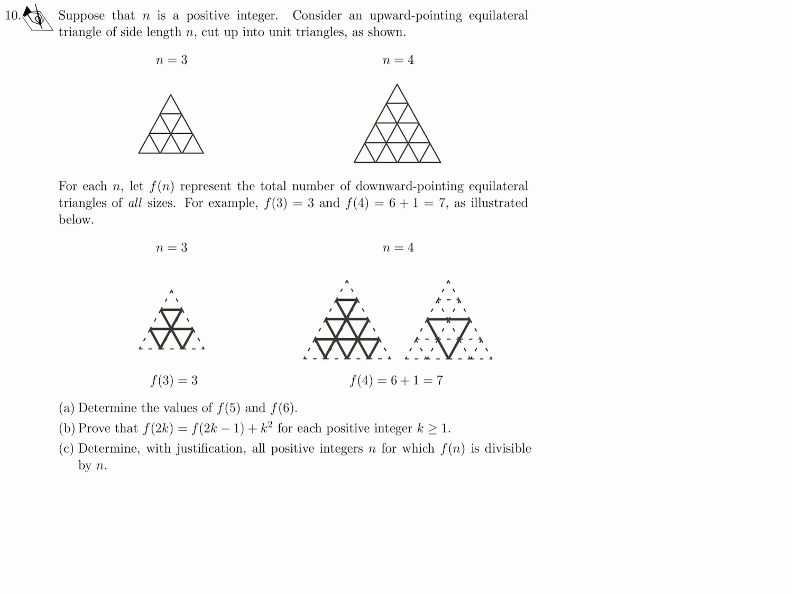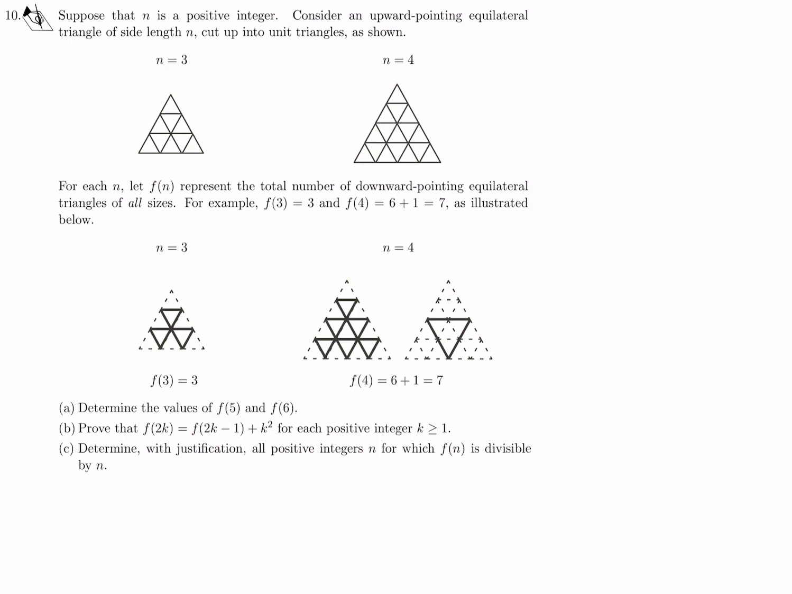But then there's one big one too that you have to add, because they want downward pointing equilateral triangles of all sizes. So you can't just count the small ones. You have to figure out, are there any bigger ones as well? And they did, and they found that you've got one bigger one. So that's why it's 6 plus 1, which is 7. So we have to figure out manually f at 5 and f at 6.